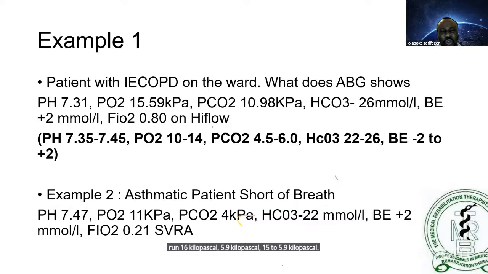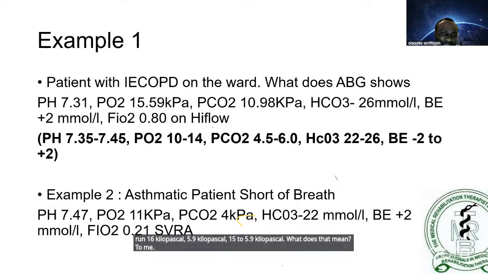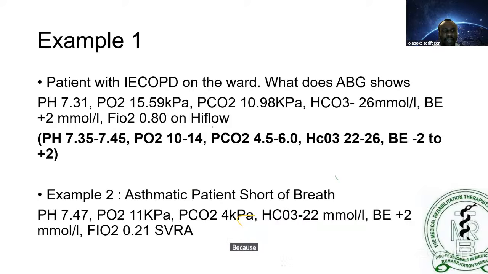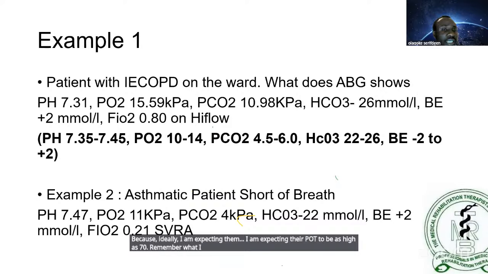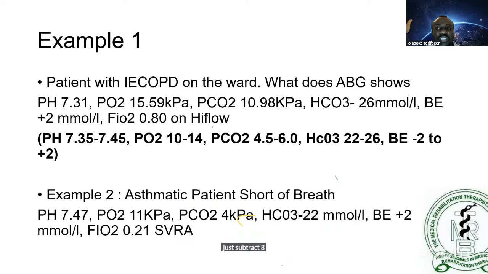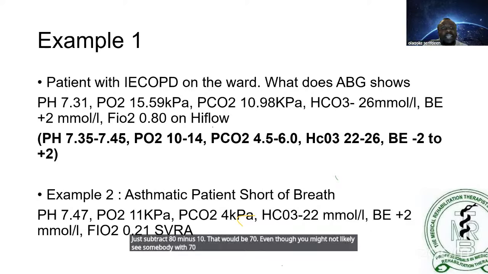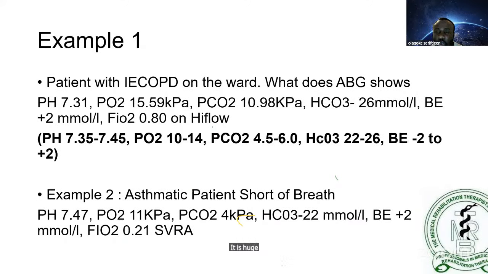What does that mean? To me, that's not adequate, because ideally, I am expecting their PO2 to be as high as 70. Remember what I told you guys the other time. Just subtract 80 minus 10. That should be 70. Even though you might not likely see somebody with 70 PO2, you expect that to be as high as something like that. 80 is huge. Normally, we should be using 21. Somebody is now needing 80.